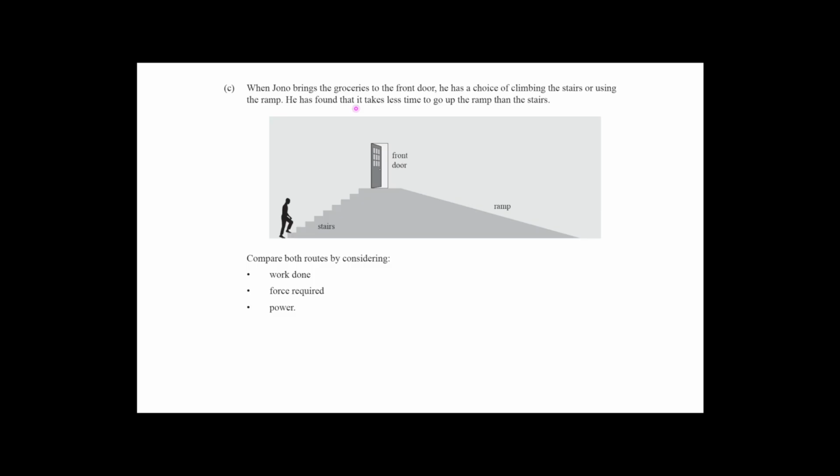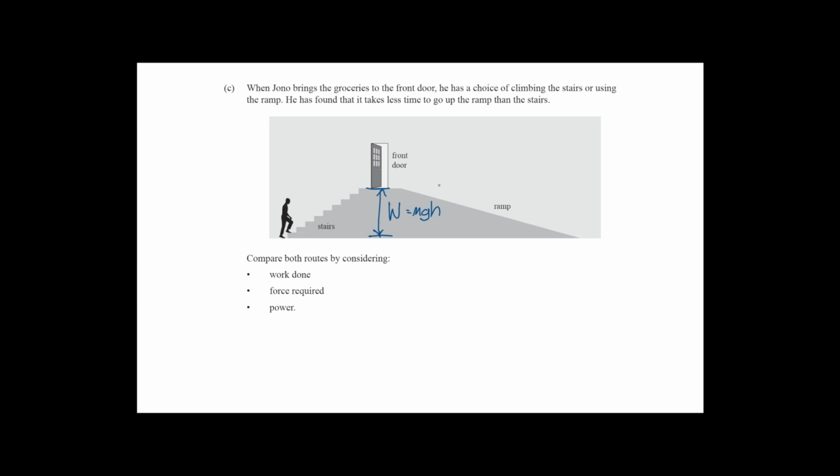He's found it takes less time to go up the ramp than the stairs. All right. Compare both routes by considering work done, force required, and the power. Okay. So the work done, the work in this case is just going to be the work raising the groceries this vertical distance. Okay, so the work done regardless of your path, I think it's a conservative force, is the mass times gravity times the height that you raised it.